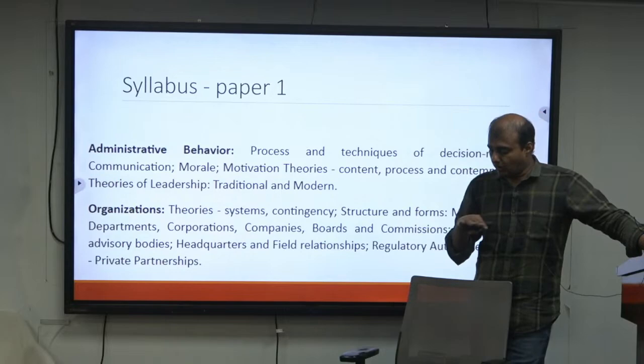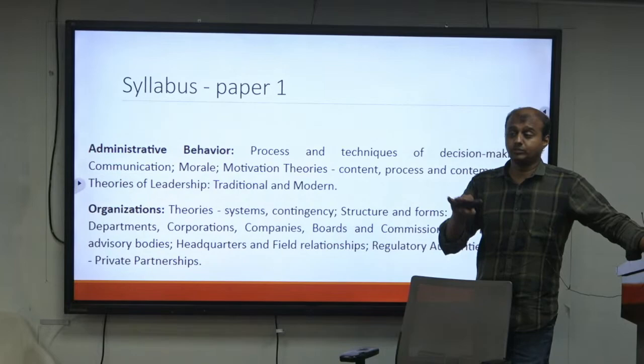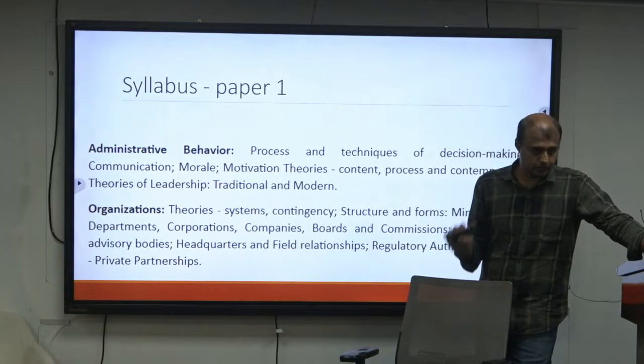Then if all these needs are met, you'll start thinking, okay, fine, job is there, house is there, everything. I need a kind of social respect. I need my neighbors and my relatives to treat me well. They should give me respect. That is a kind of social need.